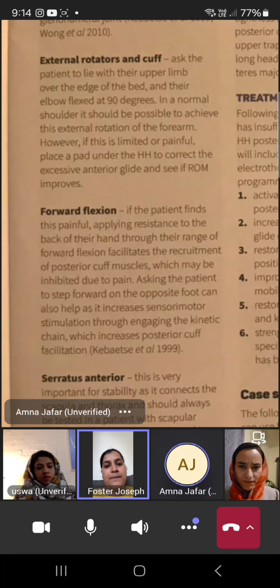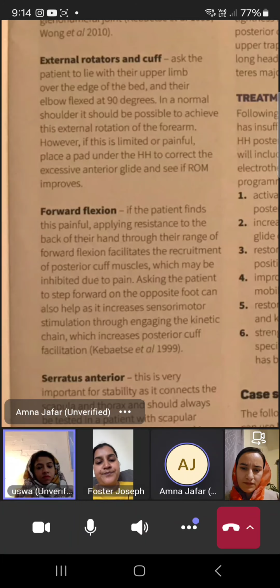Asking the patient to step forward on the opposite foot can also help, as it increases sensory motor stimulation through engaging the kinetic chain, which increases posterior cuff facilitation. Same as what Foster has just shown us 2 minutes ago.